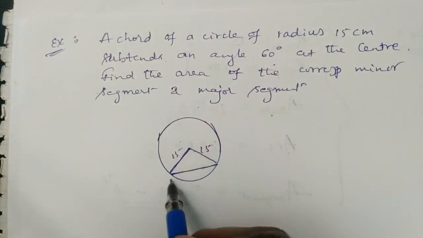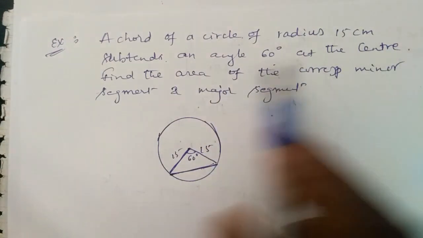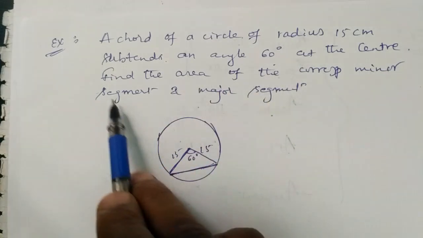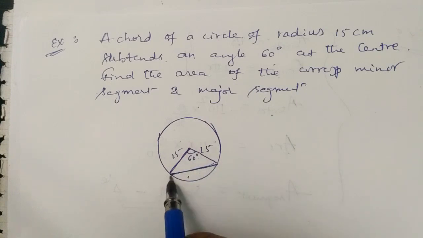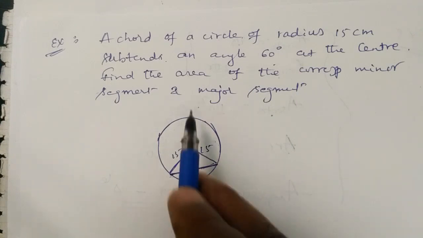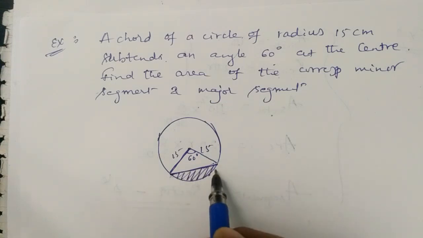Subtends 60 degrees at the center. So this chord subtends 60 degrees at the center. Find the area of the corresponding minor segment and major segment. This is the segment. The whole thing is the sector. They are asking not the area of the sector, but the segment. This is the segment they are asking.